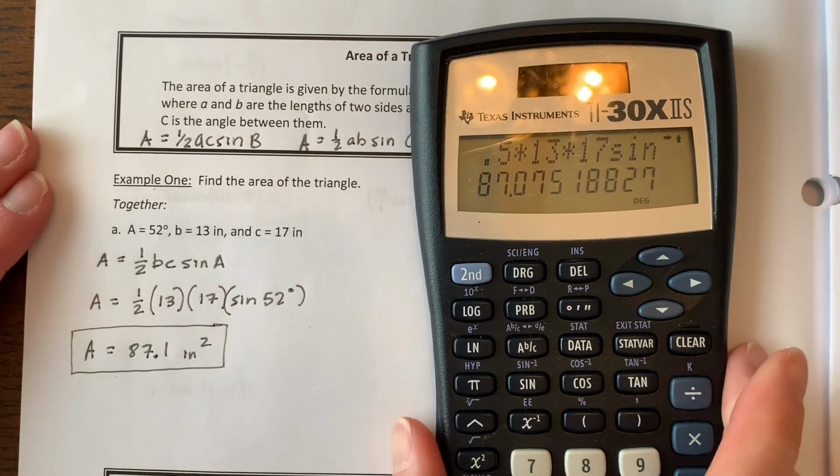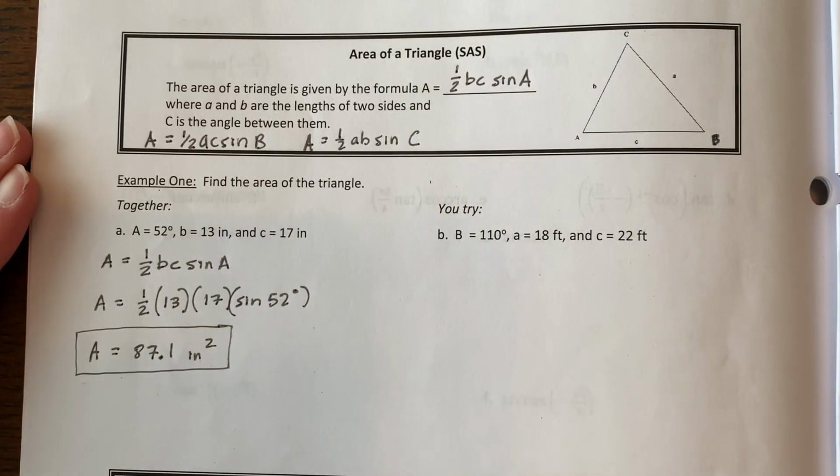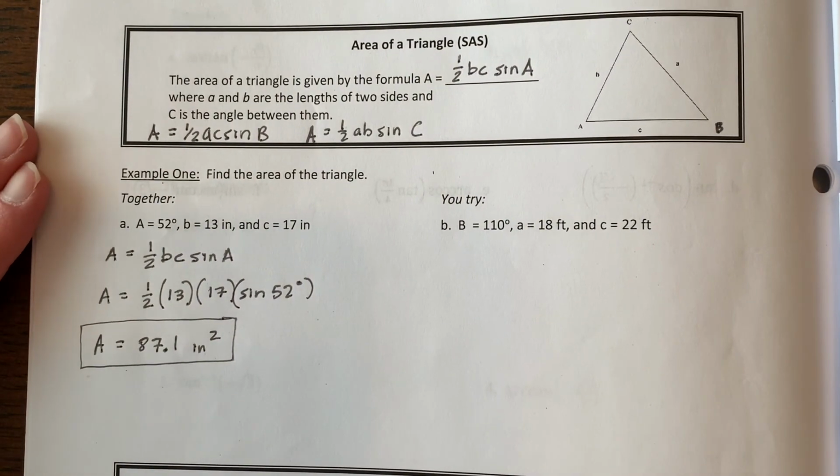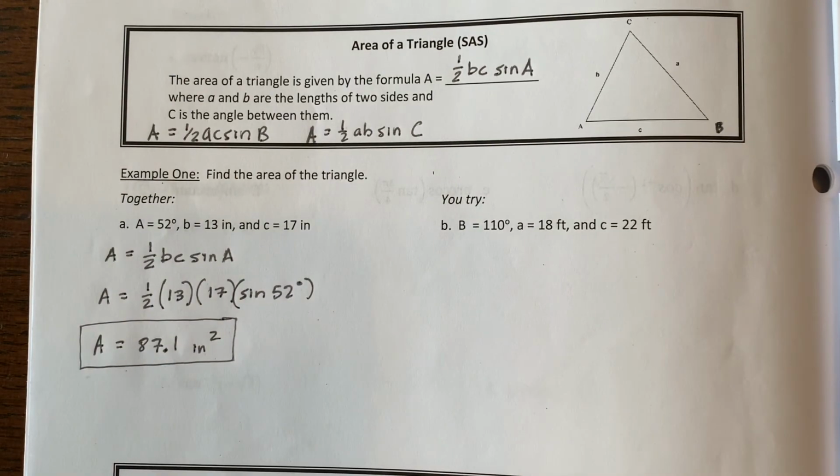All right, I would like for you to try letter B. So pause the video. Once you attempt the problem, hit play, and we'll check our answer.